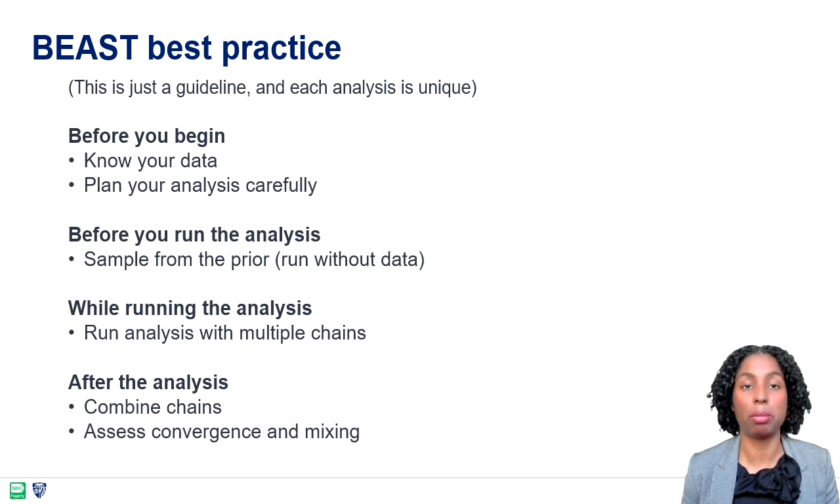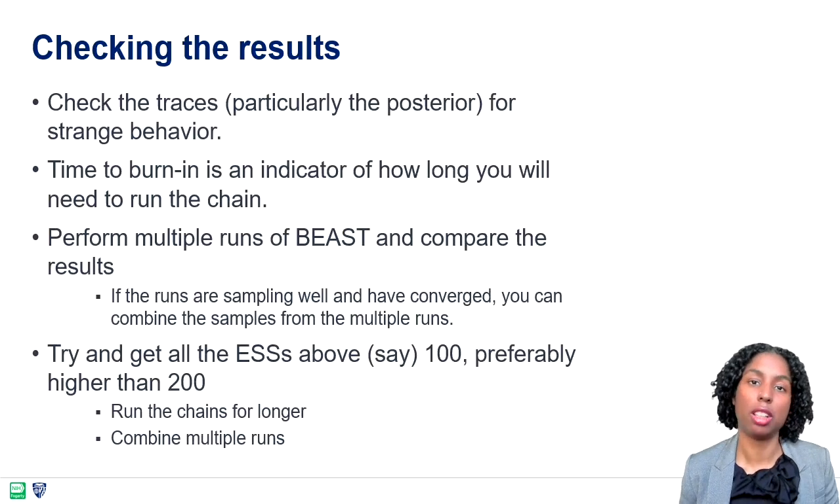Always run multiple independent chains to look for consistency in the parameter values to which the chain converges. After the analysis, combine chains and assess convergence and mixing. When checking your results, make sure to inspect the traces for strange behavior as discussed previously, particularly the posterior or joint chain. Also, investigate the time to burn-in, as it is an indicator of how long you will need to run the chain. Make sure to exclude the burn-in phase before interpreting the results.